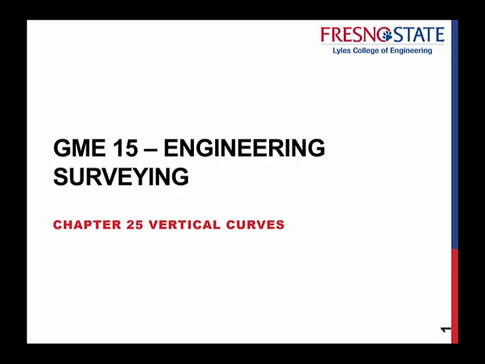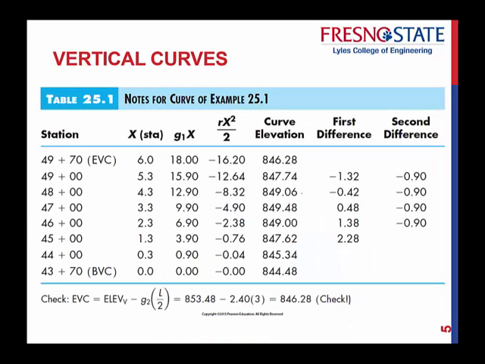Okay, in this little slideshow, you can put everything into a nice chart. If you recall what your formula is, Y of whatever point you're looking for is equal to Y of the PVC plus G1x plus R over 2x squared. We already determined right before that R is equal to minus 0.9% per station. So we have what R is.